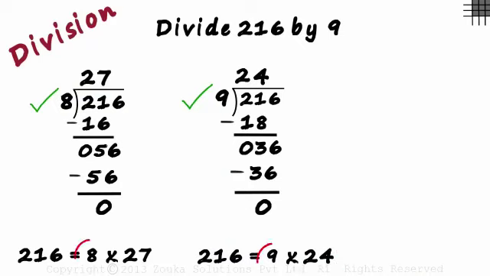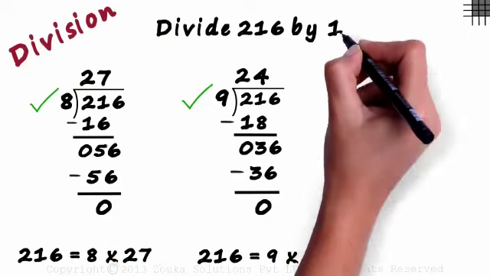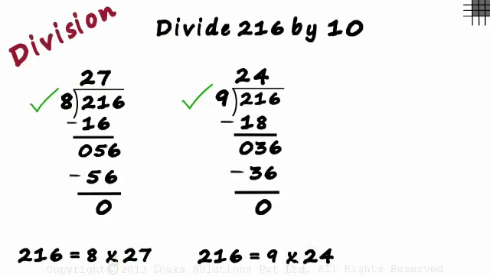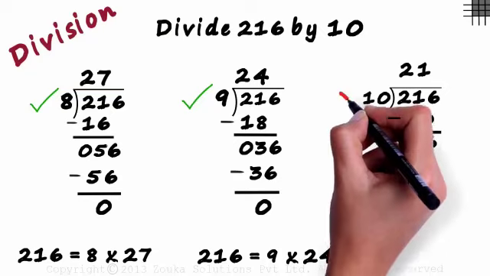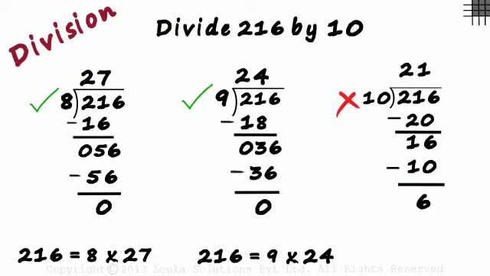In the process of finding out if 8 and 9 are factors of 216, we also found out two more factors of 216: 27 and 24. What about 10? Is it a factor of 216? To find out, we divide 216 by 10. In this case, we get the remainder as 6. As it's not 0, we can say that 10 is not a factor of 216. We can also conclude that 21 is not a factor of 216. Remember, if the remainder is 0, the divisor and the quotient are both factors of the dividend.